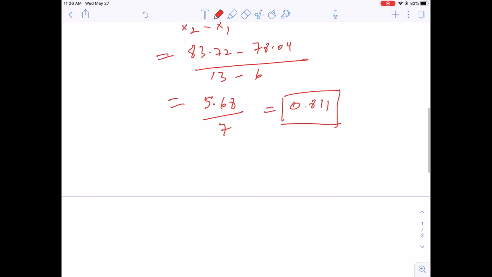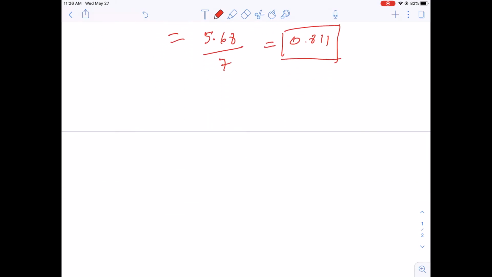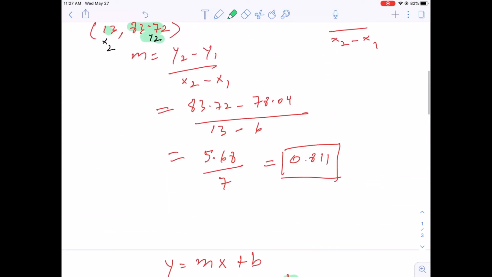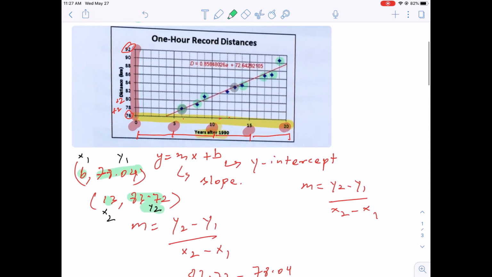We'll plug it into our equation. Our main equation is y equals mx plus b. Now we have the m value, which is 0.811, and that's x plus b. We need to find the y-intercept. This b is the y-intercept. We need to find that. To find this, we need another ordered pair, or the coordinates of another point.